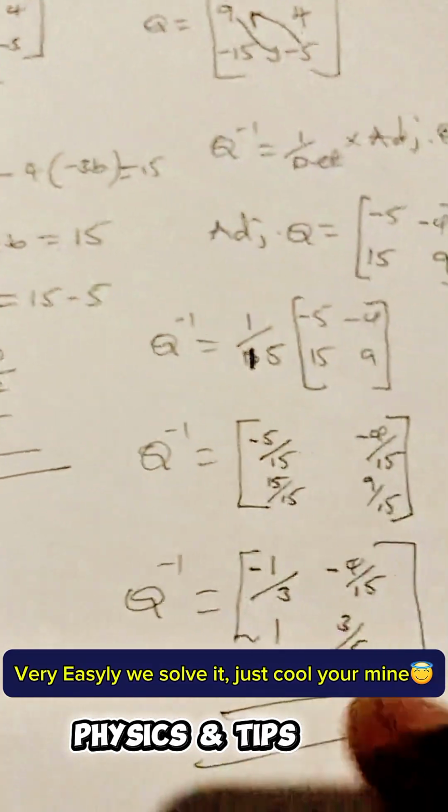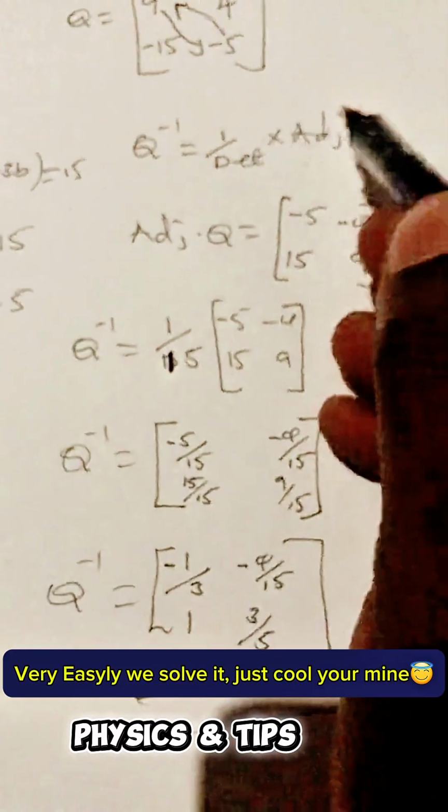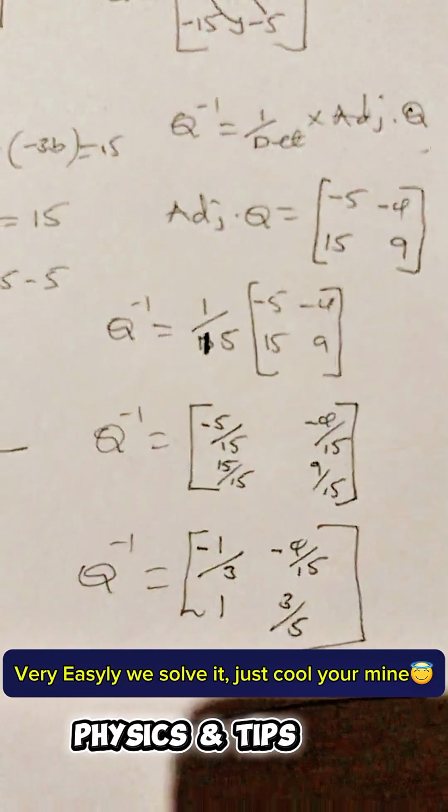So this is now the inverse of that matrix. All right, that's the inverse of that matrix, and that's how you solve an inverse. Remember, it should be in this form. The rest is a piece of cake.